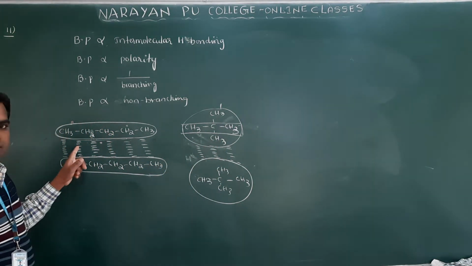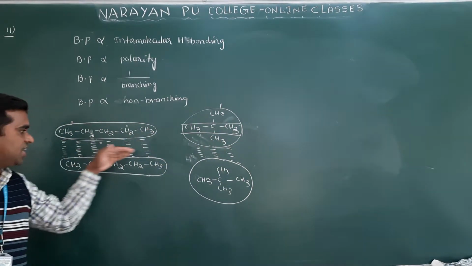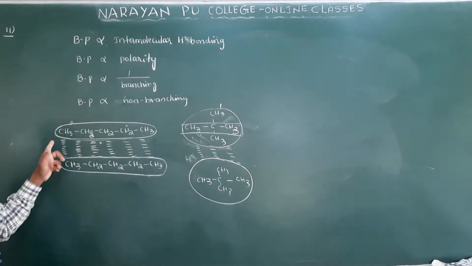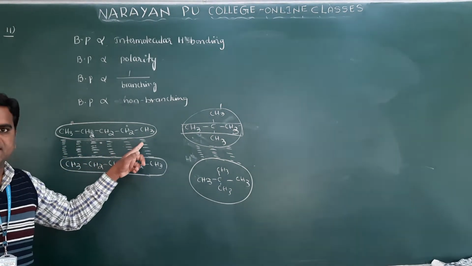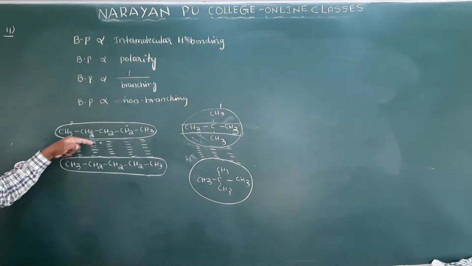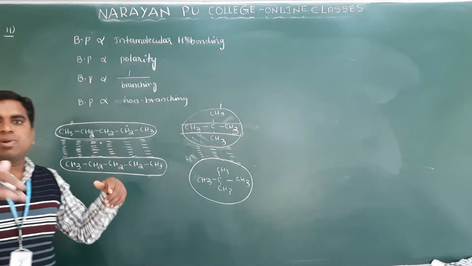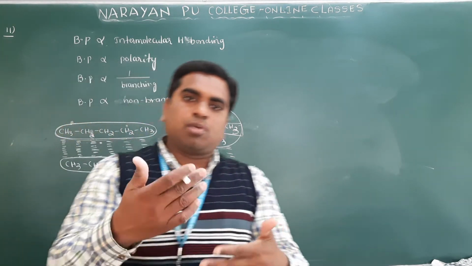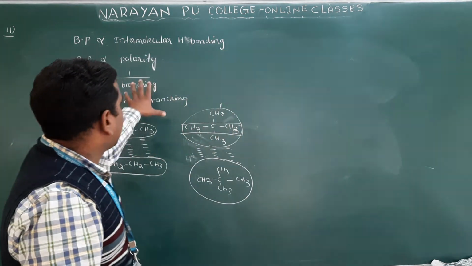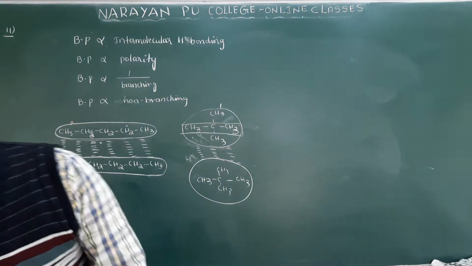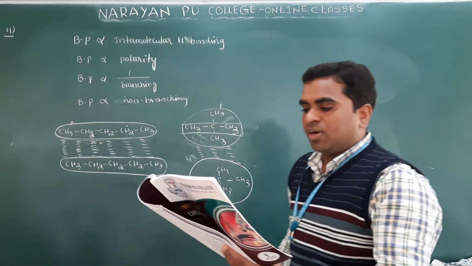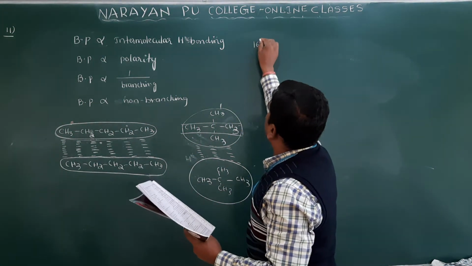But here you see, if there is no branching, the surface area increases, and the Van der Waals forces also increase. Van der Waals forces increasing means some extra bonds are there. And then automatically, with extra bonds present, the boiling point increases. This is the concept. Based on this concept, we have to do question number 16. See question number 16.